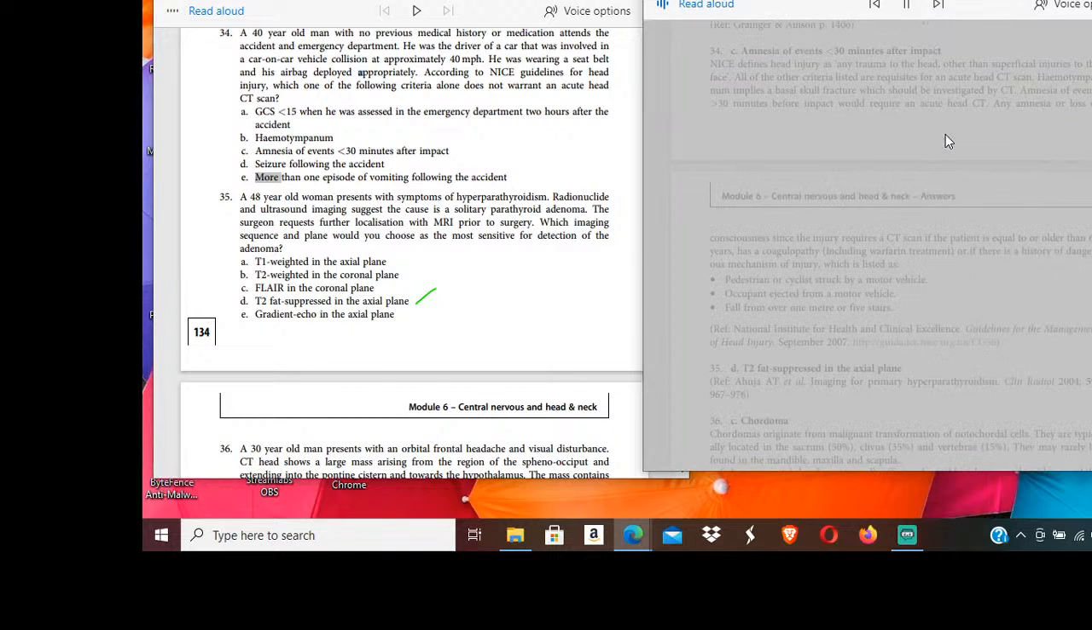Ref. Granger and Allison P. 1406. 34. C. Amnesia of events 30 minutes after impact.